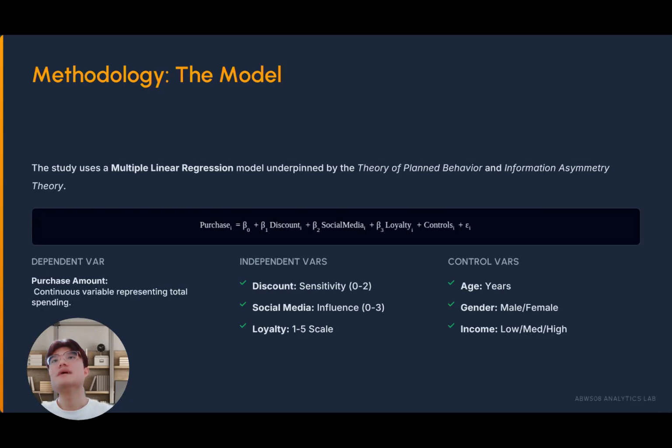Slide 5. Methodology. To test this, I constructed a multi-linear regression model. The dependent variable is purchase amount, the total expenditure of a consumer. Our independent variables include the discount factor, social media influence, and brand loyalty. I also controlled for age, gender, and income level to ensure the result was not skewed by purchasing power or demographics. The equation you see on the screen represents this relationship.